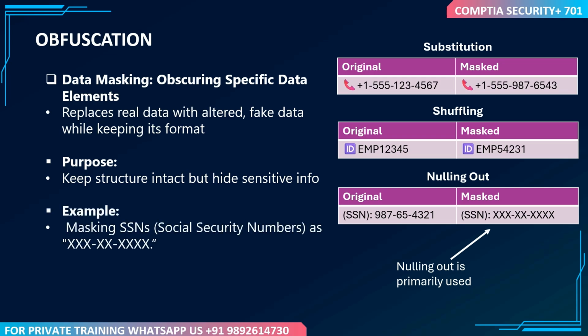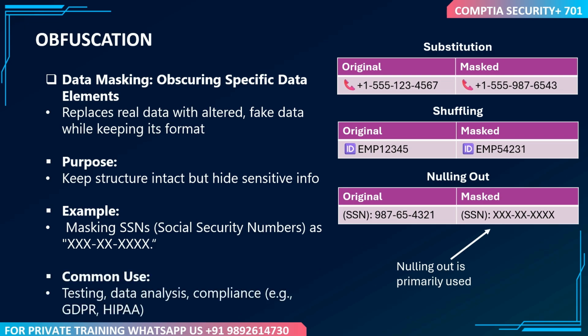For example, masking a social security number. Suppose a company is testing their system using a set of customer data. However, they don't want to expose the actual social security numbers of real people during the testing. Now, using data masking, the SSNs might be changed from this to this or to a randomly generated number. While the format remains the same, this allows the company to test its system without exposing the real personal data.